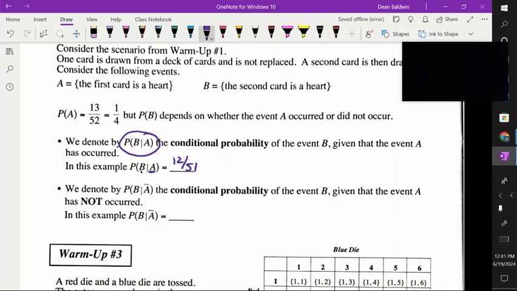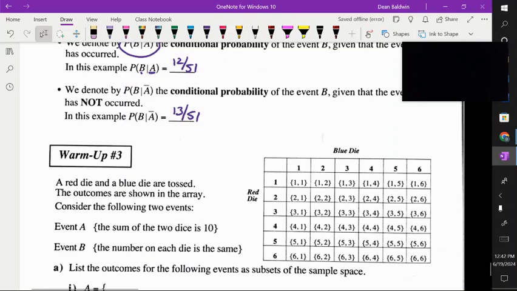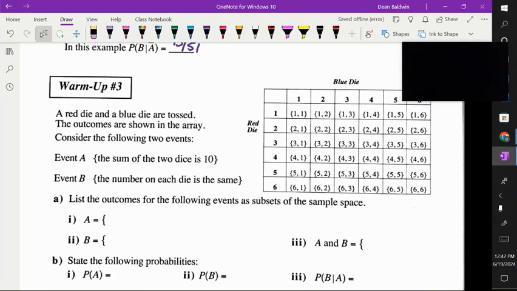What does it mean when you have a little line above the thing? It's not been met. It's called the complement, right? So this means the probability of getting a heart given we did not draw a heart. So how many hearts are in the deck? 13. Out of how many cards? 51, right? Because it's the second card that we're drawing. So if we draw a heart in the first one, the probability of getting a heart on the second card is 12 out of 51. If we don't draw a heart, it's 13 out of 51.